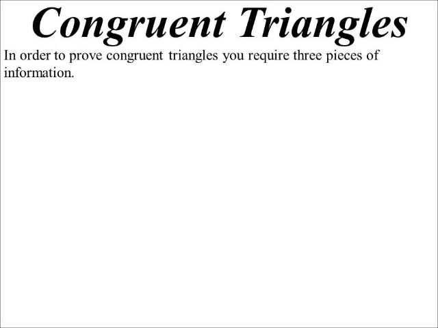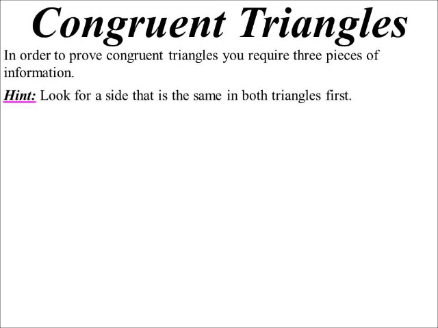Congruent triangles. Basically you need 3 pieces of information to prove congruence. Every one of those congruent triangle proofs involves a side being equal. So if you're trying to prove something congruent, look for a side first. There has to be at least one side you've got to show is equal.